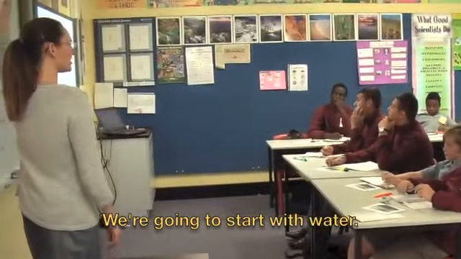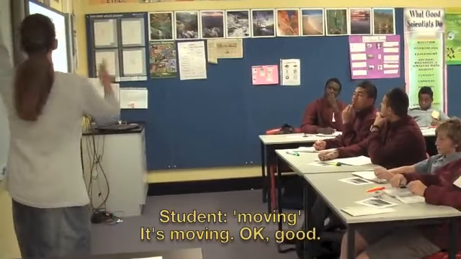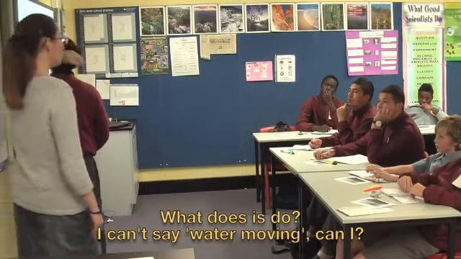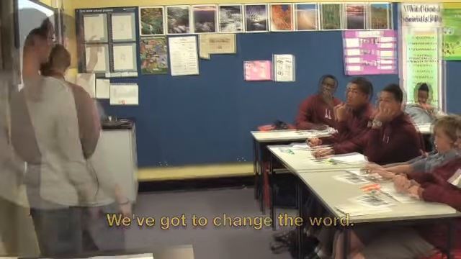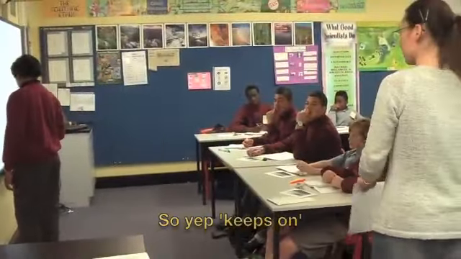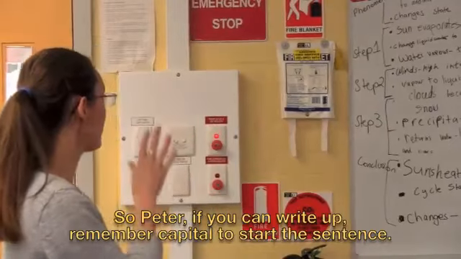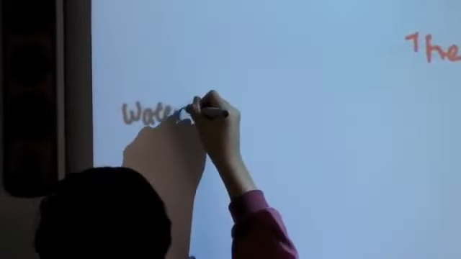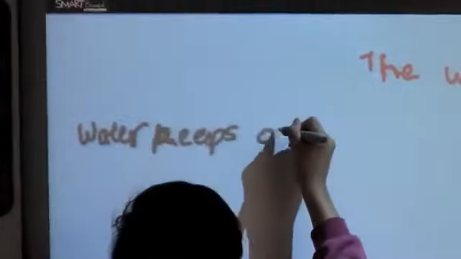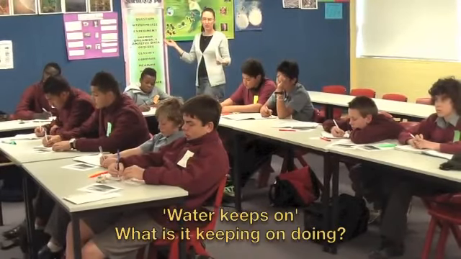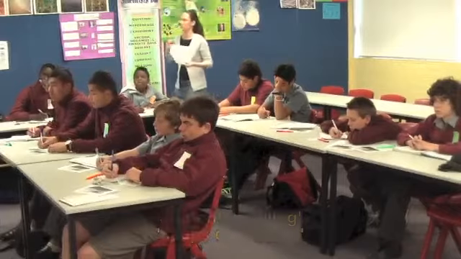What is it that the water does? Moving. It's moving. Okay, good. What does it do? I can't say water moving, can I? I need to change the word. Keeps on. So we could say keeps on moving. Okay, so yep, keeps on. So Peter, if you can write up, remember capital to start the sentence. Water keeps on. What is it keeping on doing? Keeps on moving.